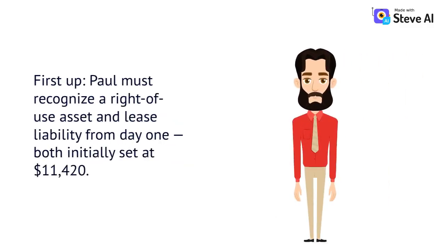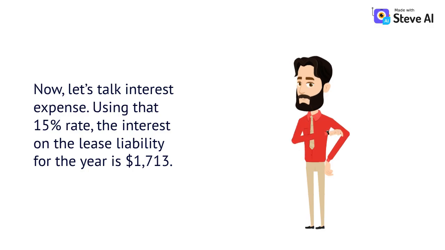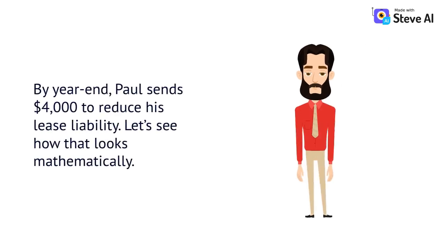First up, Paul must recognize a right-of-use asset and lease liability from day one, both initially set at $11,420. Now, let's talk interest expense. Using that 15% rate, the interest on the lease liability for the year is $1,713. By year-end, Paul sends $4,000 to reduce his lease liability.